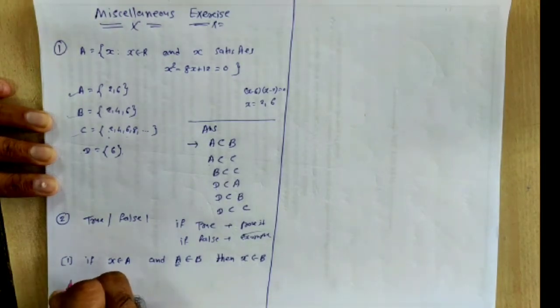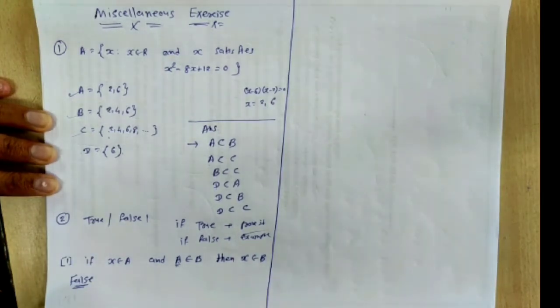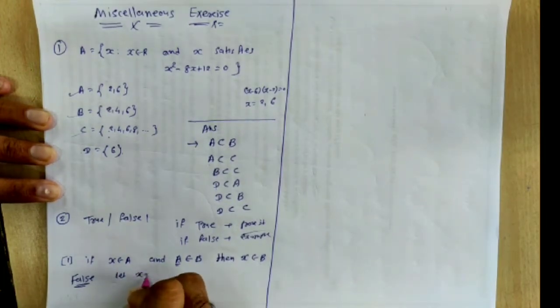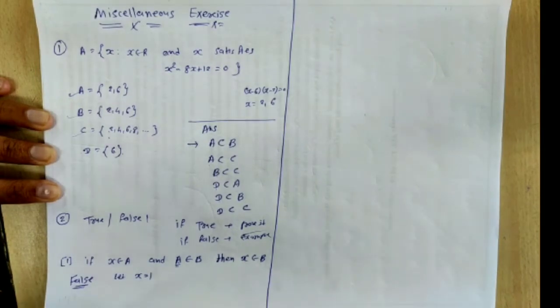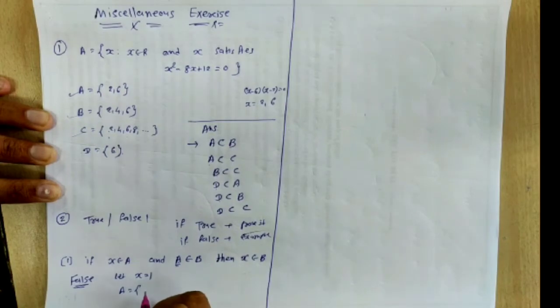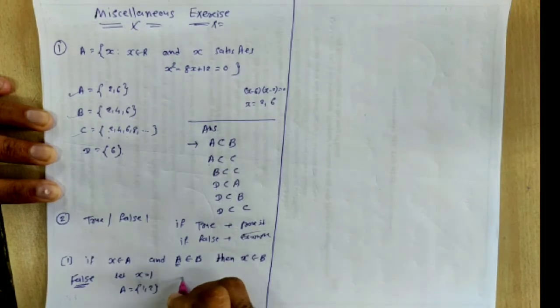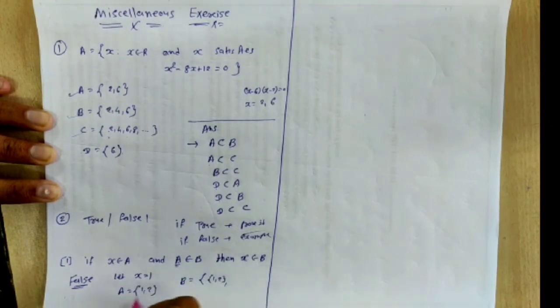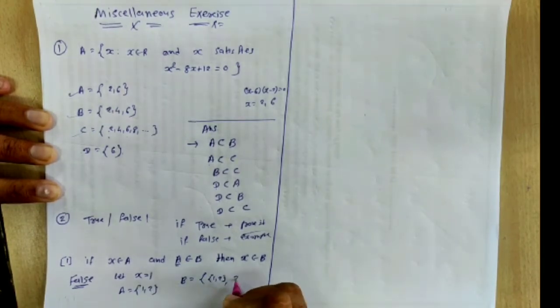So the given statement is false. How? Let us now consider an example. We are taking X as 1. Let 1 be the element. And also we are considering one set A whose elements are 1 and 2. And also consider one set B whose elements are the set {1, 2}, that means set A, and 3.